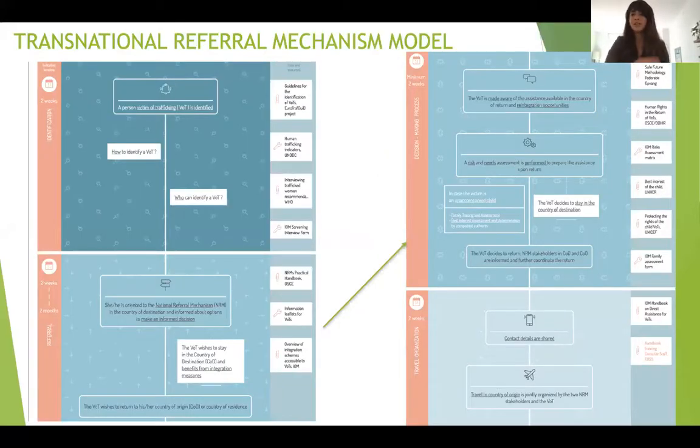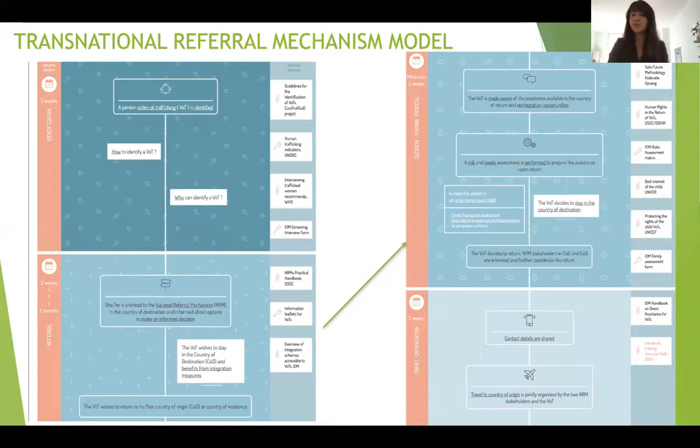So while researching for this presentation, we came across this referral mechanism model that they have in France, which is very similar to our protocol, but it's a lot more extensive, and it helps victims get connected with resources in a more comprehensive way. So they identify the victim, and then they refer them through the national referral mechanism. And then through that, they're connected with lawyers and social workers to see if they want to remain in the country that they've been trafficked to or go back to their home country.